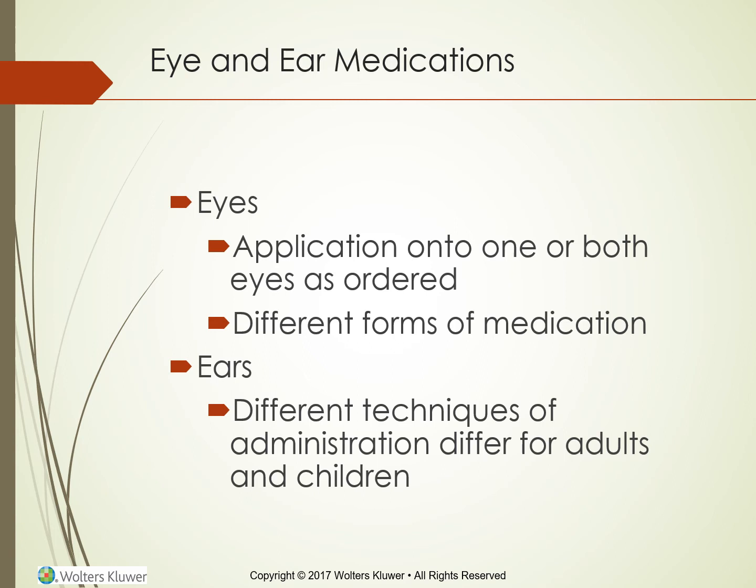In review, eyes. Application onto one or both eyes is ordered. Different forms of medication need to be marked clearly for the patient to be able to distinguish between them. Ears, the different techniques of administration differ for adults and children. Adults is up and back, children is down and back.